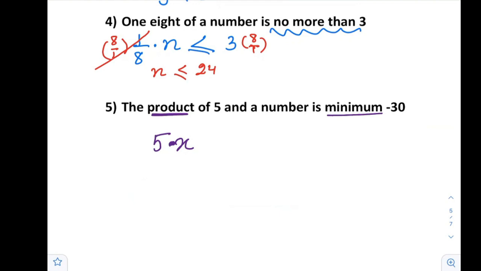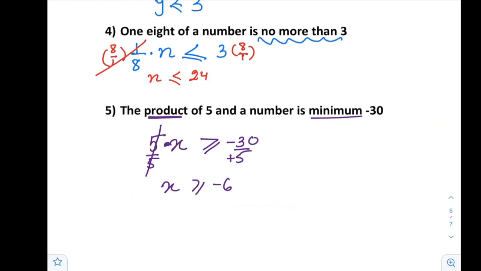Minimum means at least, the lowest value: minus 30. So everything will be more than or equal to minus 30. And I will solve it by dividing by 5. I am not dividing by a negative number, so I will not switch the sign. I'm dividing by a positive number, so this will be more than or equal to -6.